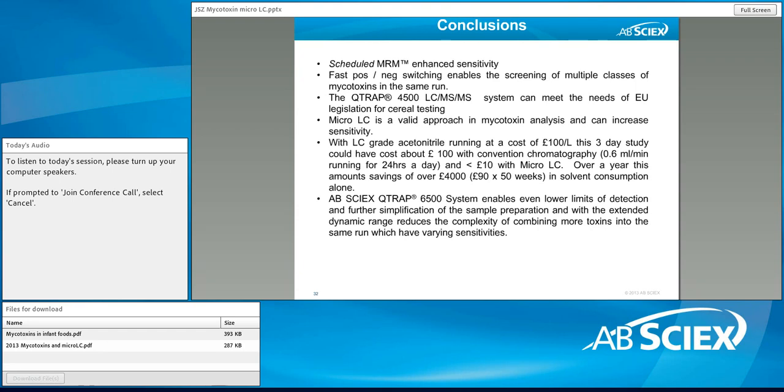Lauren? I think maybe. Jianru, if anyone has any questions for Jianru, you can submit those at the top left of your screen. We do have one question for you, Jianru, and the question is, do you ever have to do an SPE or a sample cleanup when you're doing your multi-mycotoxin analysis?